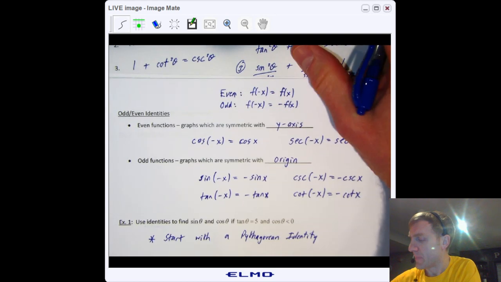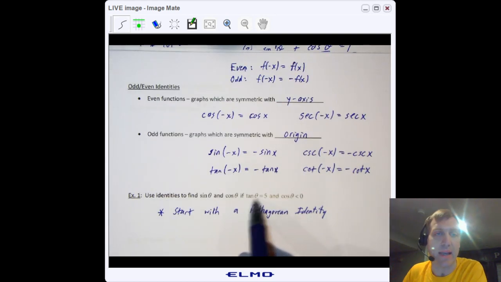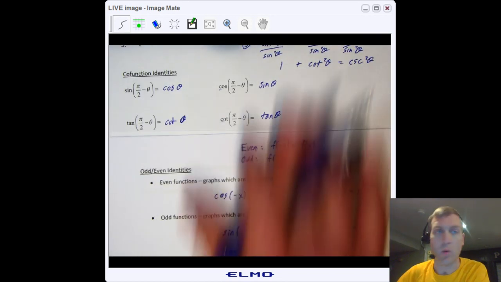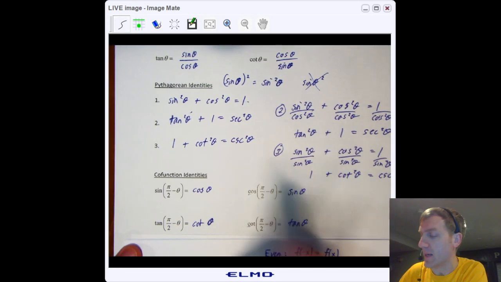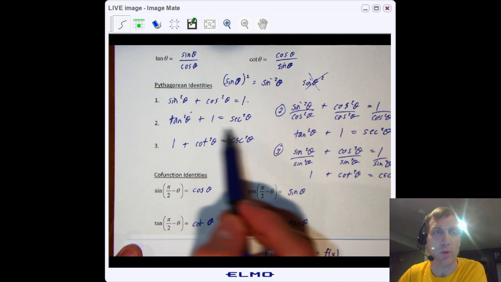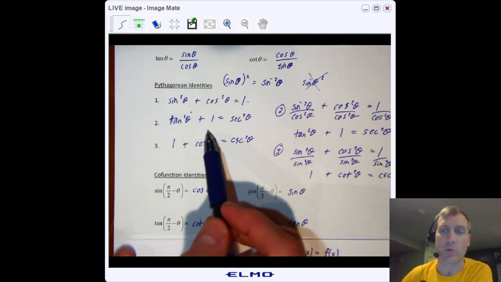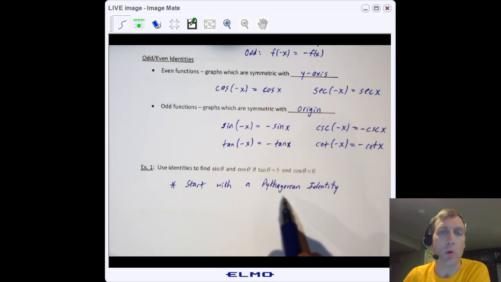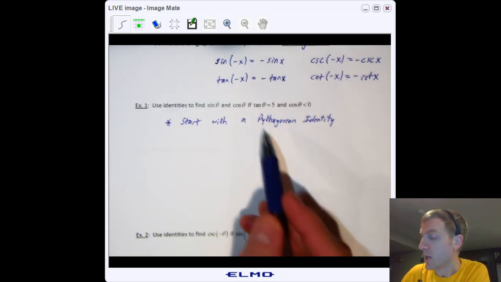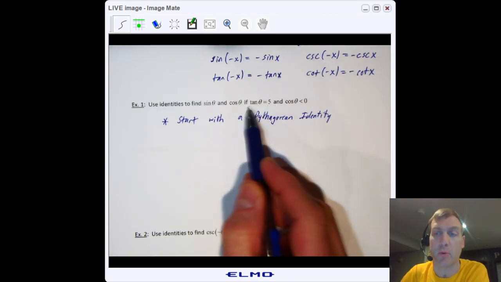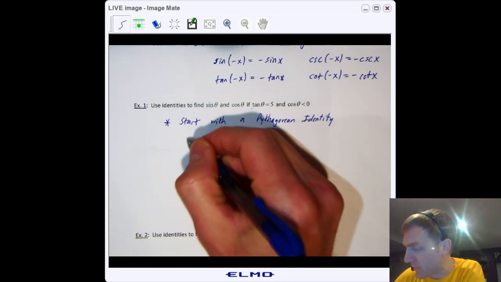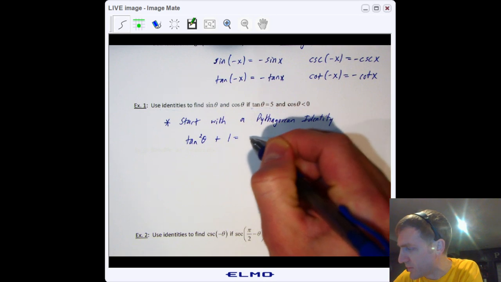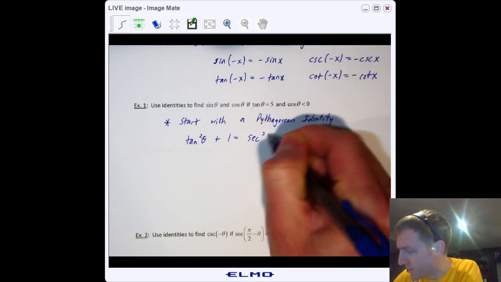Well, let's see. I know tangent theta is 5. That's what I'm given, right? I'm given tangent theta is 5. Well, there's only one Pythagorean identity using tangent, and that's this one: tangent squared plus 1 is secant squared. So with these kinds of problems, you always want to start with a Pythagorean identity using whatever trig value you are given. So let me write that down. Tangent squared theta plus 1 equals secant squared theta.